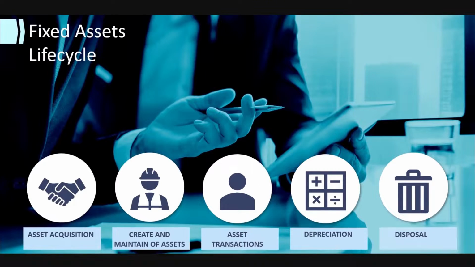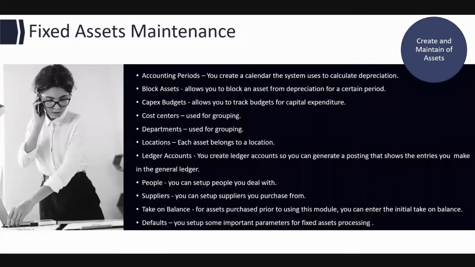Fixed asset life cycle. The first one will be your asset acquisition, create, maintain assets, asset transactions, depreciation, and then disposal. Fixed asset maintenance. Accounting period: you create the calendar the system uses to calculate depreciation. Block assets allow you to block an asset from depreciation for a certain period. CapEx budgets allow you to track budgets for capital expenditure. Cost centers are used for grouping. Departments are used for grouping. Locations: each asset belongs to a location.